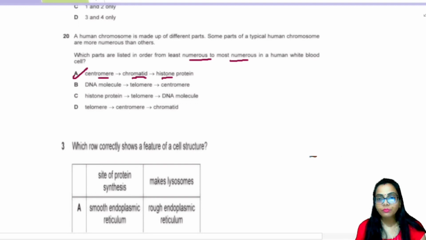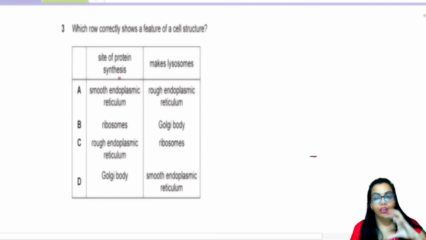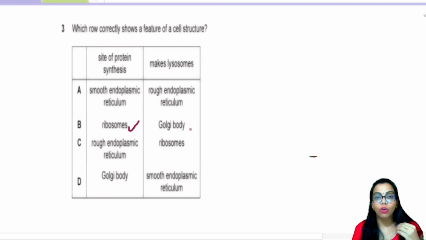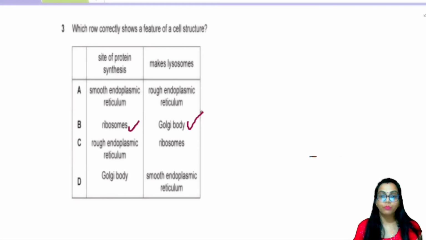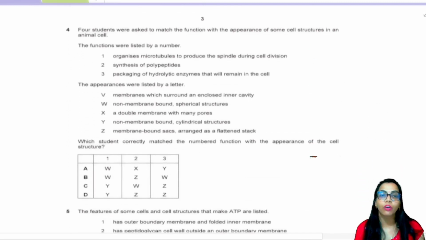Now next question, which row correctly shows a feature of cell structure? The structure known as the protein factory is the ribosome, and which structure makes the lysosome? That is the Golgi body. Do you know the Golgi body makes the lysosome, and the hydrolytic enzymes present inside the lysosome that help to engulf the cell are made by the endoplasmic reticulum. So the endoplasmic reticulum and the Golgi body both help to make the lysosome. Actually, that is the bean bag of the cell, or the dustbin of the cell.